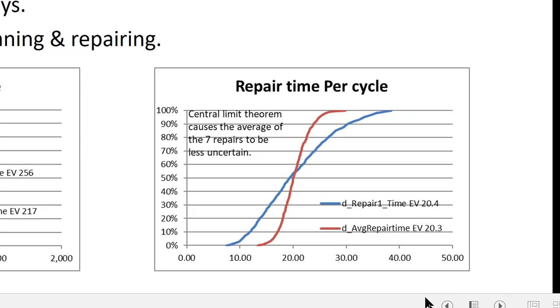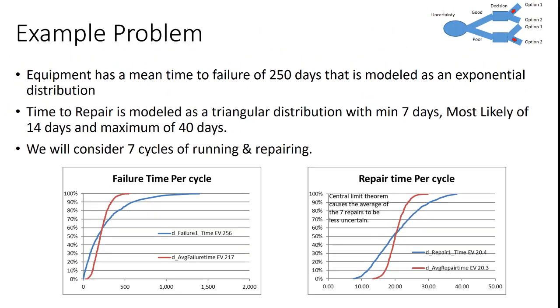Similarly, the time to repair per cycle for a single cycle is shown in the blue, with an average time of 20 days. When I average those, we get the red line. So it also has an average time of 20 days.